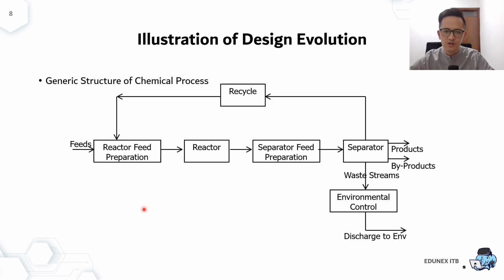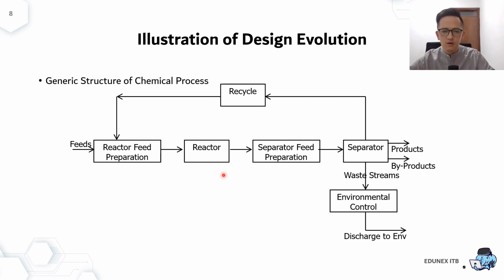This is the generic structure of a chemical process. From your feed, you will have a reactor feed preparation. For example, maybe you will have some pump, compressor, or heat exchanger to increase the temperature of your feed. And then it goes to the reactor at the desired or optimized condition, at the desired pressure and temperature. For the reactor, you will have to ask and answer a lot of questions. For example, the type, the operating conditions, the catalyst, the arrangement, and so on.